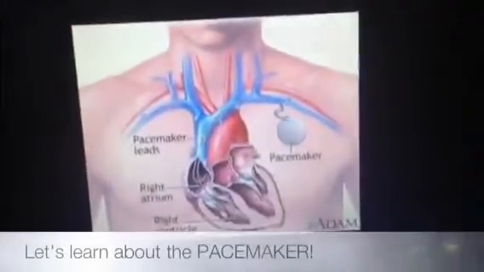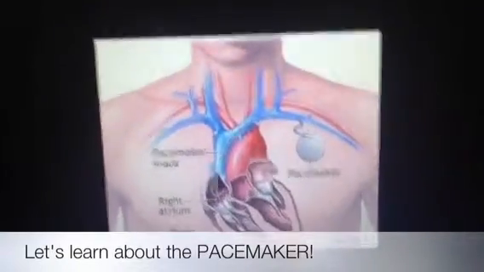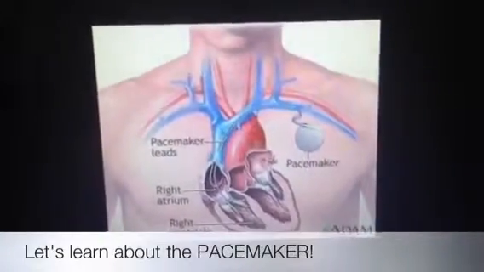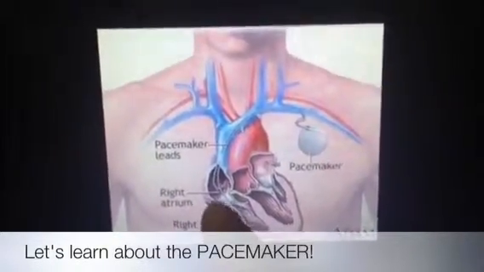So this is a heart diagram with a pacemaker. It doesn't really look like this, but a pacemaker is a group of cells that send signal to make the right atrium contract, and it helps with the heart rate.